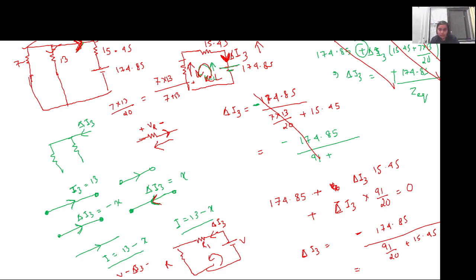Anyone calculated? It's minus 8.7425. Yes, ma'am, minus 8.7425. Okay. So now we have delta I3.